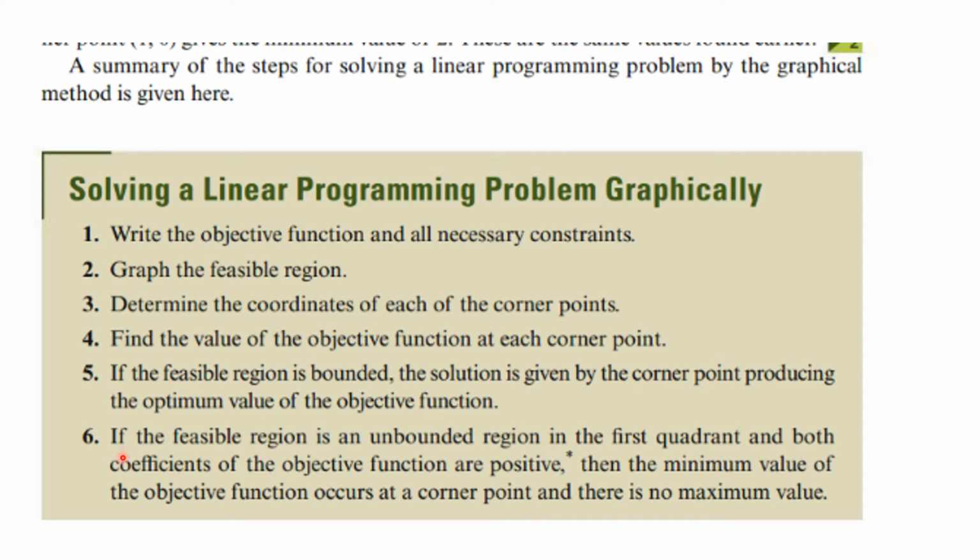If the feasible region is an unbounded region in the first quadrant and both coefficients of the objective function are positive, then the minimum value of the objective function occurs at a corner point and there is no maximum value. There is a corresponding statement also for a problem with a different objective function where the objective function has different coefficients. So if it's bounded, there's always a solution. If it's unbounded, there may or may not be.